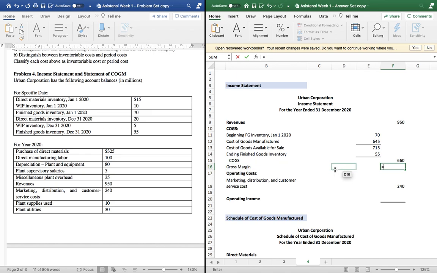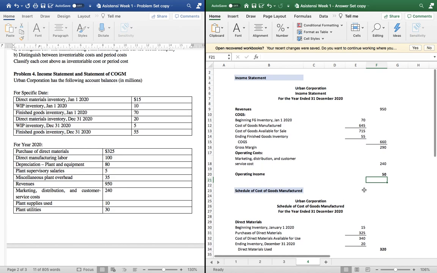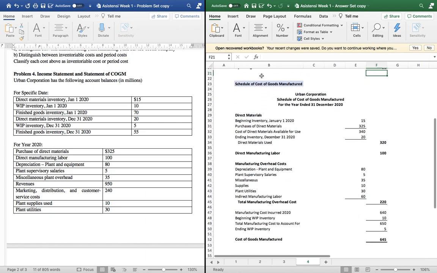So we can get the gross margin, revenues minus cost of goods sold, 290. And then to get the operating income, we have to subtract the operating cost. So gross margin minus operating cost, we got the operating income of 50. So we can conclude that from the income statement, we got the bottom line of operating income in 2020, $50 million. And from the second schedule, we get that the cost of goods manufactured in 2020 is $645 million.